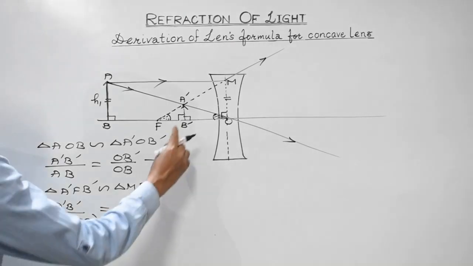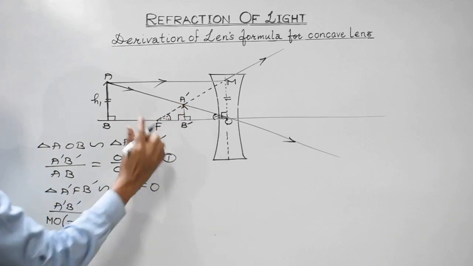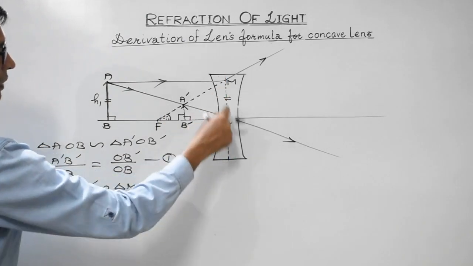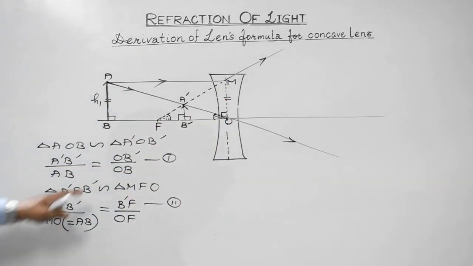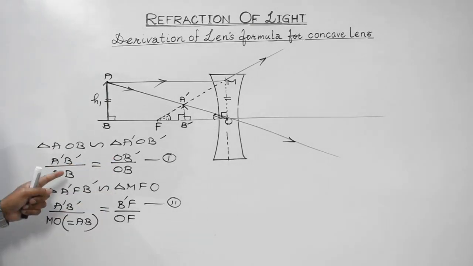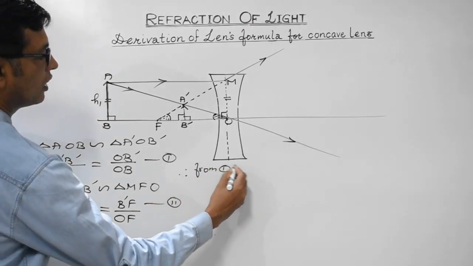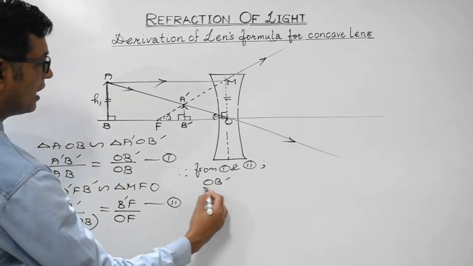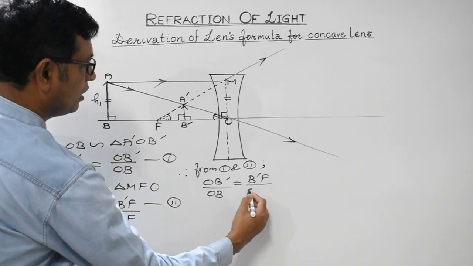It is equal to, now consider the base of the smaller triangle. So the base is B dash F, divided by, of this triangle, the base is OF. Right? So, from equations 1 and 2, it's pretty clear that the left hand sides are equal, therefore we can equate the right hand sides. So from 1 and 2, we get OB dash divided by OB is equal to B dash F divided by OF.